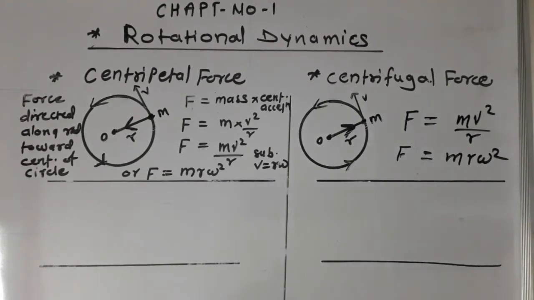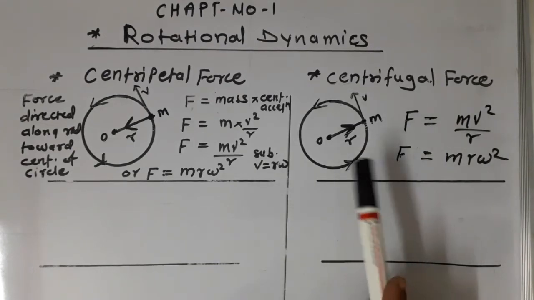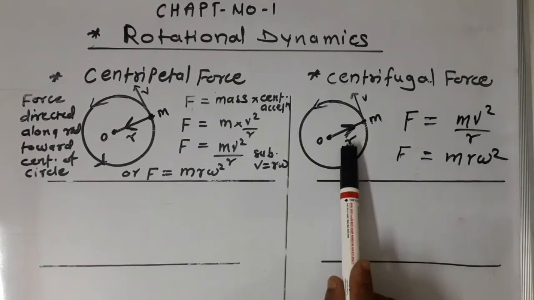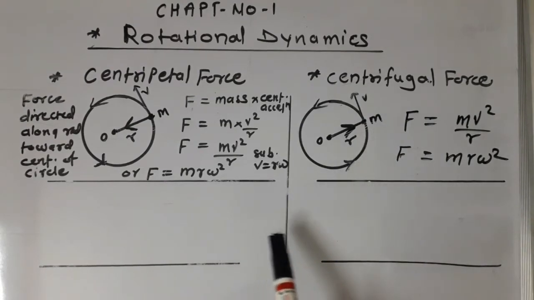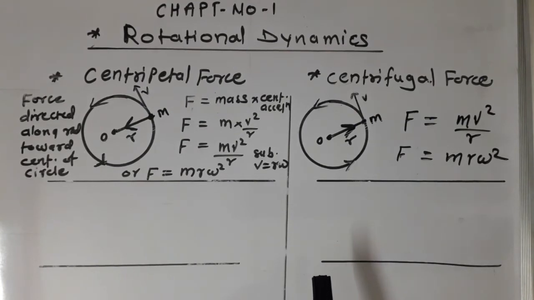Another example of centrifugal force is that when a bucket full of water is rotated in a vertical circle at a particular speed, the water does not fall. This is because the weight of the water is balanced by the centrifugal force acting on it. This is about the centrifugal force.